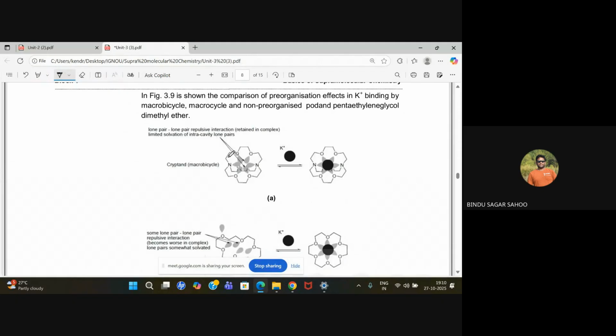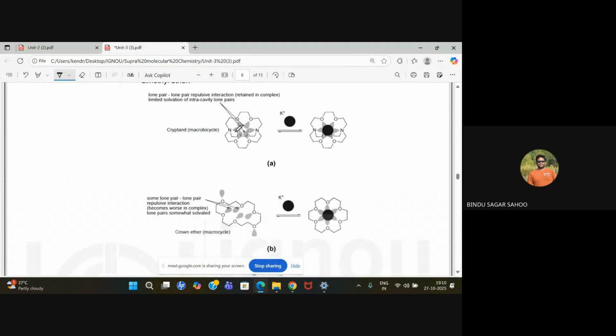Just like that. Here, this is an oxygen atom. Here, this is an oxygen atom. So this oxygen atom's lone pair can repel this oxygen's lone pair. This nitrogen's lone pair can also repel this lone pair of oxygen, like that. Or you can see the simple structure here: this oxygen lone pair and this oxygen lone pair can make a repulsion between them. So these types of repulsion are also available in crown ether complexes.